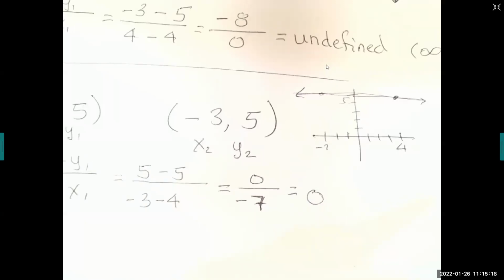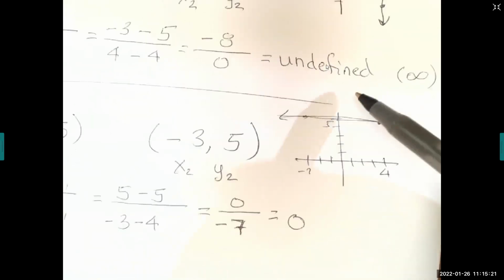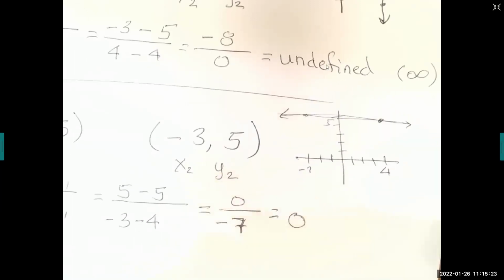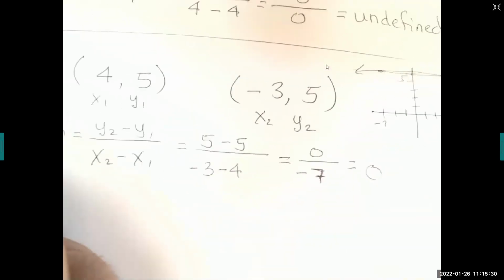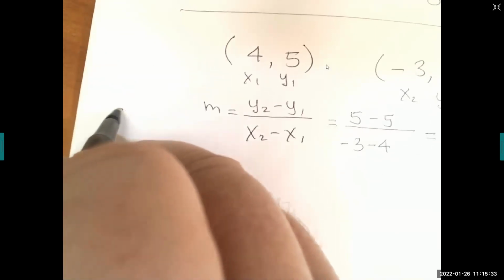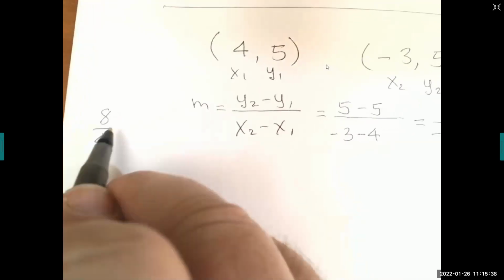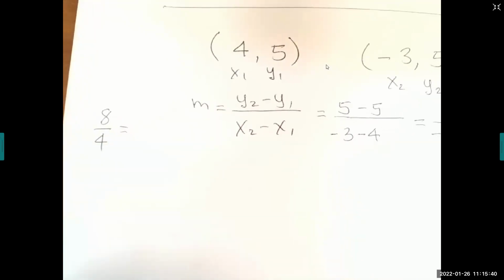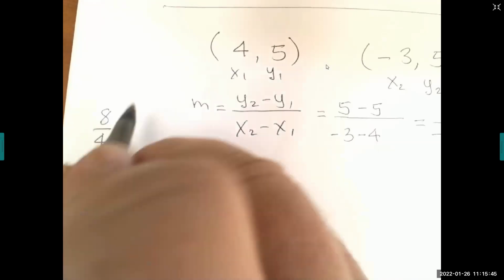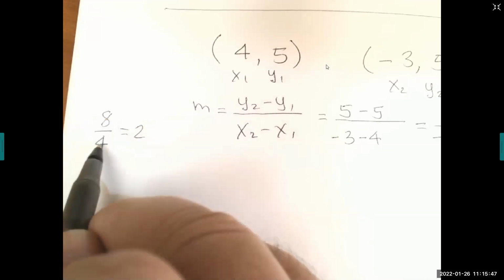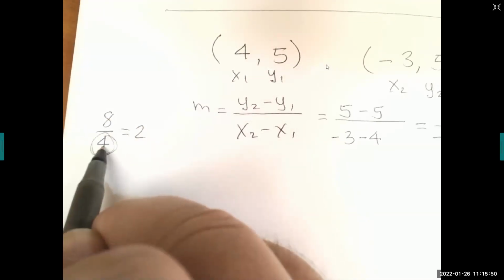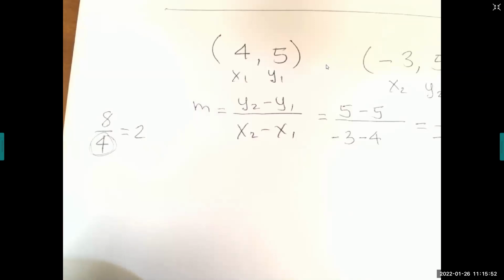Now, why is this? Why is this one undefined and this one 0? When we talk about fractions, what is that answer? 8 divided by 4. Why is it 2? Because we ask, how many times does 4 go into 8? 2 times.